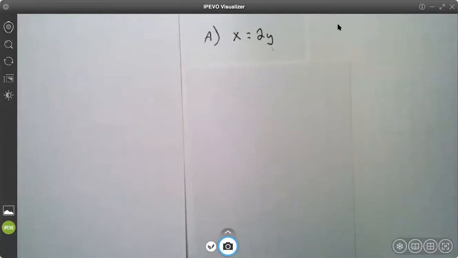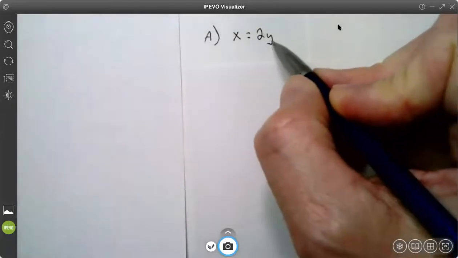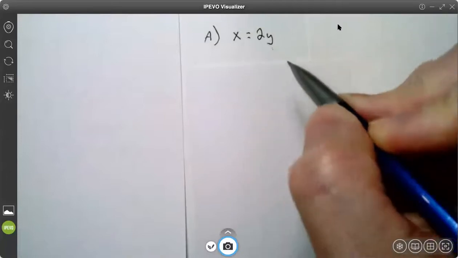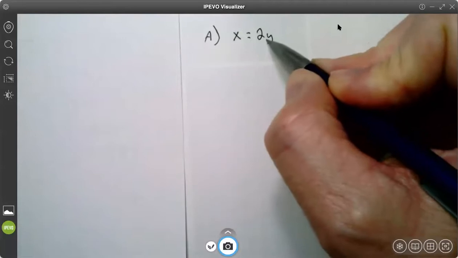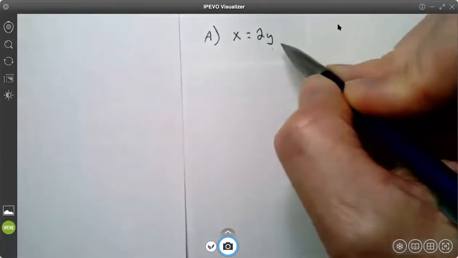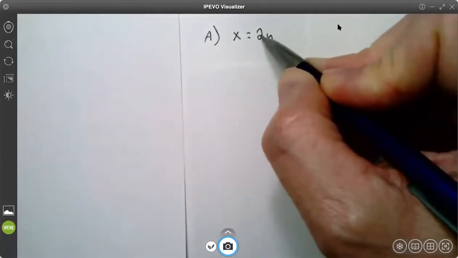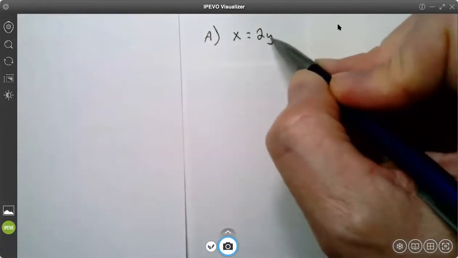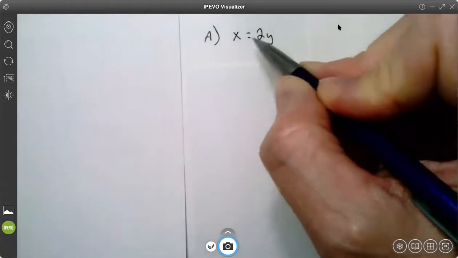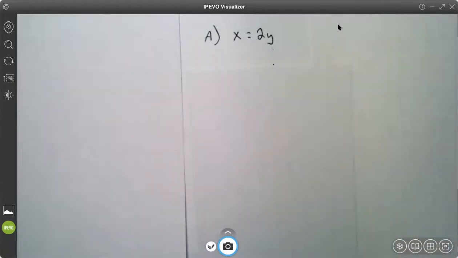So if I wanted to graph this using a table, I would make up some values for y and plug them in and see what values of x I get. For instance, if I plug a 0 in for y, 2 times 0 is 0, so I would get 0 for x. If I plug a 1 in for y, 2 times 1 is 2, I get 2 for x. And if I had a 2 for y, 2 times 2 is 4, I would get 4 for x. Then I would have 3 sets of xy coordinates, and I would put those on a coordinate plane.